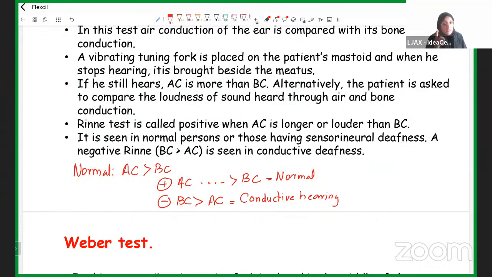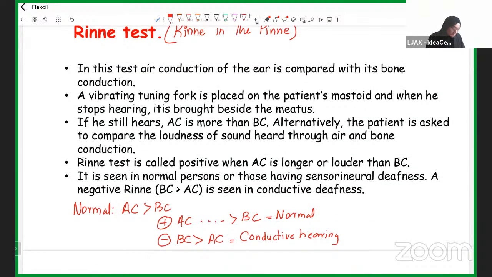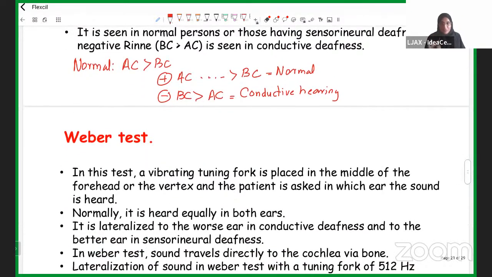If the patient says, I can hear this, then you slowly move it in front of the ear. Now, if the patient says, I can hear the sound better when you put it back on my bone, it means the bone conduction is better than the air conduction, which is actually not a normal case. Normally, a human ear has better hearing with air conduction. So if bone conduction is better than air conduction, the patient has conductive hearing loss.